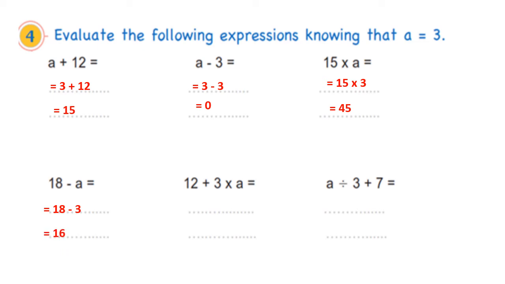Now 12 plus 3 times a, it means it's 12 plus 3 times 3. So following the order of operation, you have to start first by 3 times 3, which is 9. And now 12 plus 9 is 21. Now 3 divided by 3 plus 7, also applying the order of operation, you have to start by 3 divided by 3, which is 1. So you are going to get 1 plus 7, which is 8.